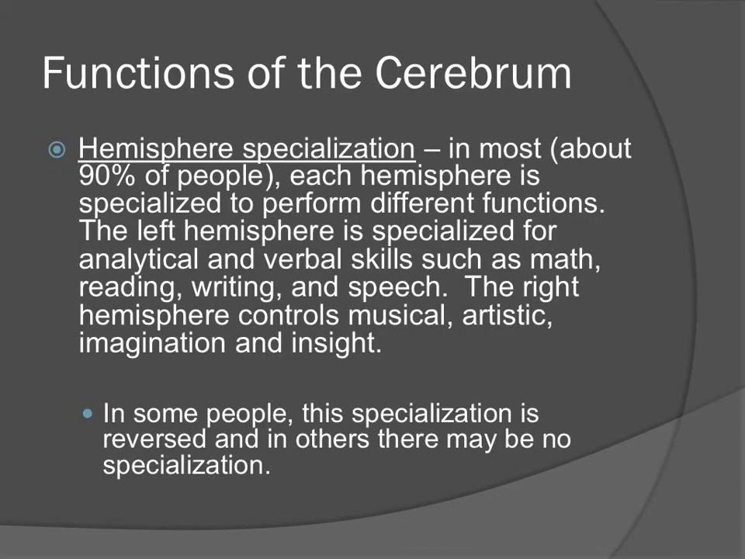Some functions of the cerebrum: you have hemisphere specialization. In about 90% of people, each hemisphere is specialized to perform different functions. The left hemisphere is specialized for analytical and verbal skills such as math, reading, writing, and speech. The right hemisphere controls musical, artistic, imagination, and insight. In some people, this specialization is reversed, and in others, there may be no specialization at all.